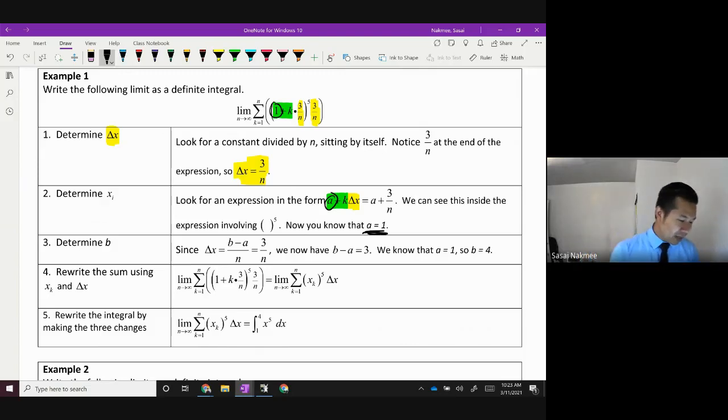Okay? Knowing that a is equal to 1, you can actually find out what b is equal to. You ready? Since I know that delta x is equal to 3 over n, and I also know that delta x is also equal to b minus a over n, I can set them equal to each other. The n's right here, for fractions equal to each other, I can just go ahead and say that b minus a is going to equal 3. So now that I know that a is equal to 1, if I plug that in there, b minus 1 is equal to 3. I know that b needs to equal 4. So I have now my a value. I have my b value. I'm almost done with this problem. You ready?